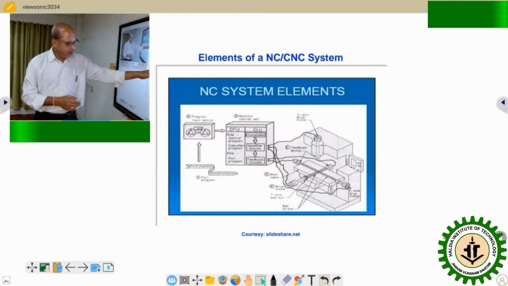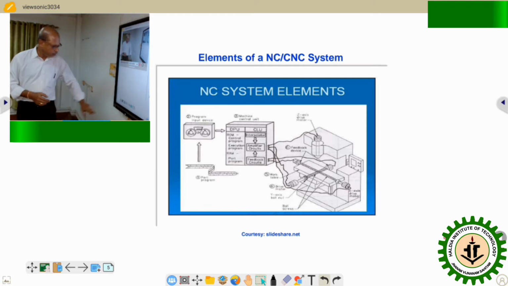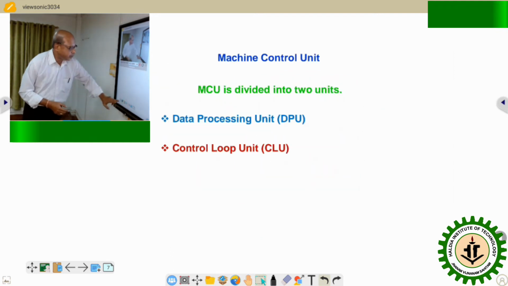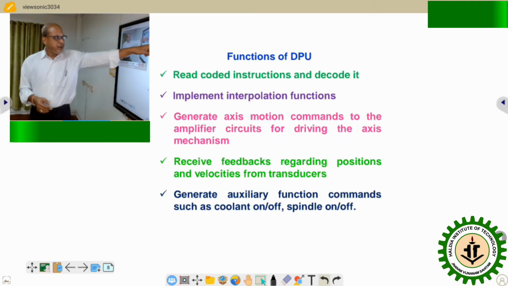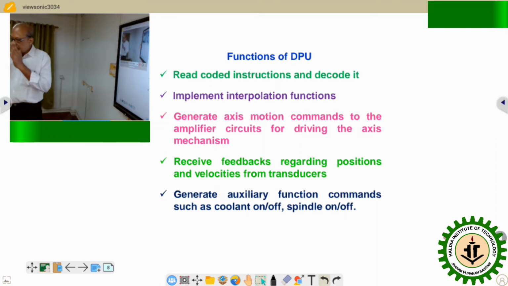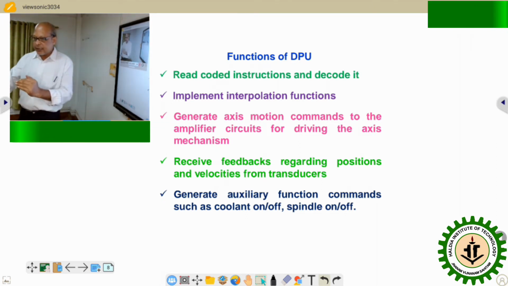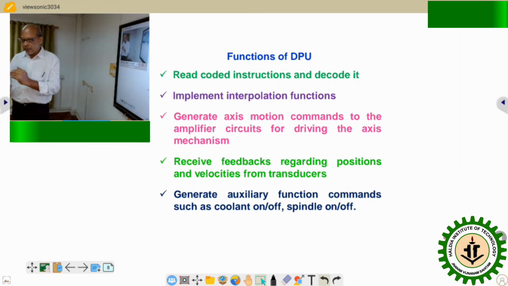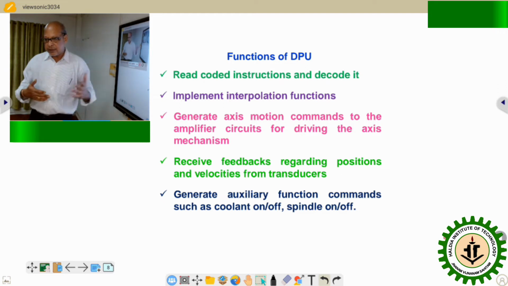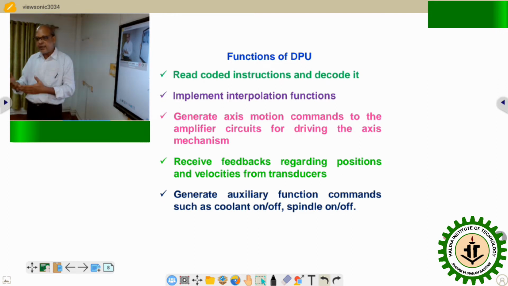One is the data processing unit, another is the control loop unit. With reference to this particular drawing, first is the data processing unit. One thing you should remember: the data processing unit and control loop unit have a relative hierarchy. The data processing unit occupies the position at a higher level and the control loop unit occupies a position at the lower level of hierarchy. To some extent, it is analogical or similar to any biological system.